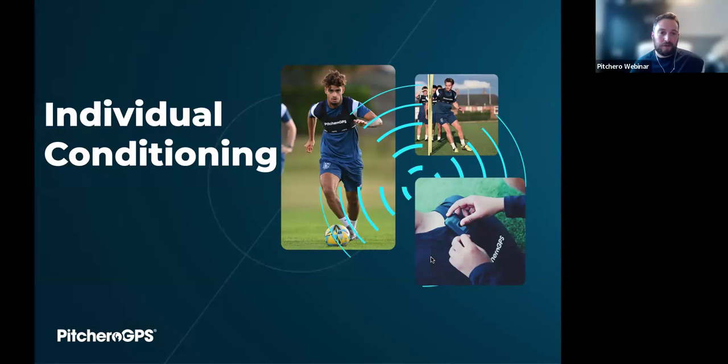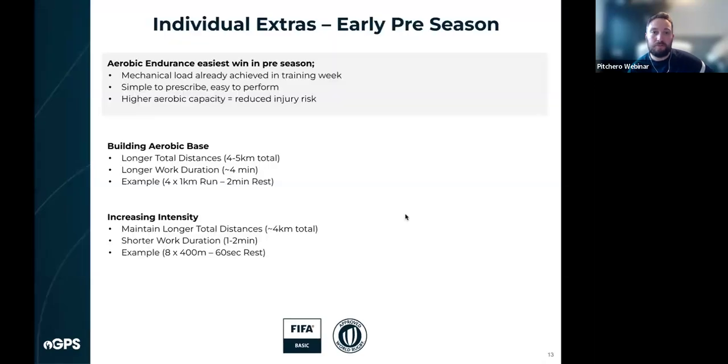Cool. So we talked a lot about the team elements then. So you put down some really useful content around individual conditioning. So we put individual extras, and especially early in pre-season. So do you want to just talk us through what you've put down on here?